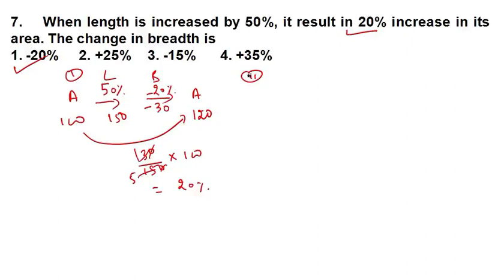Okay, look guys, the second method. Length into breadth equals area. It is written length got increased by 50%, means before it was 2, it got increased by 1, so it becomes 3 now. And the area is given, it got increased by 20%, means area was 100 before, now it is 120. So just cancelling the 0 0, this becomes 5 and it will become 6.